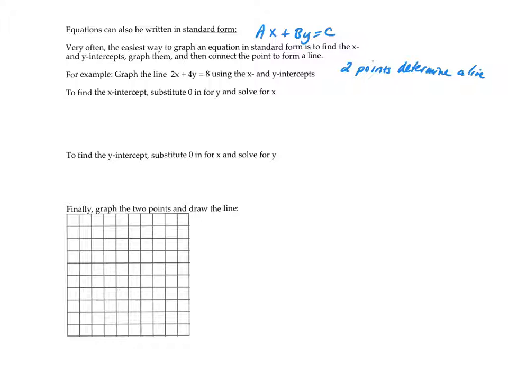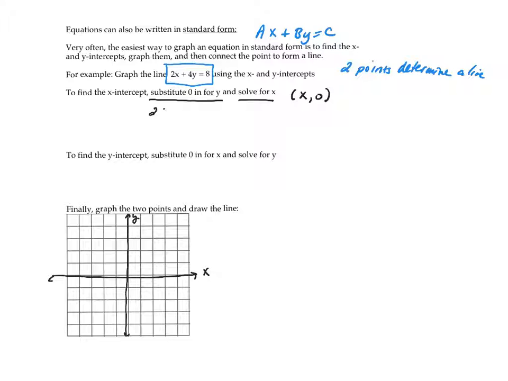Okay, so for the first example, it says graph the line 2x plus 4y equals 8. So if we want to find the x-intercept, well, first let me draw the axes on this graph. So we want the x-intercept. We really want to know where y is equal to 0. So what we do to find that x-intercept, we substitute in 0 for y and solve for x. Because remember, we want to figure out x comma 0.